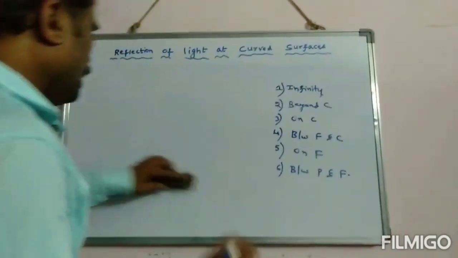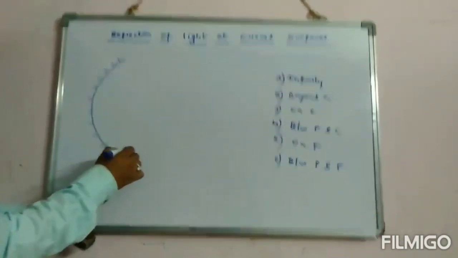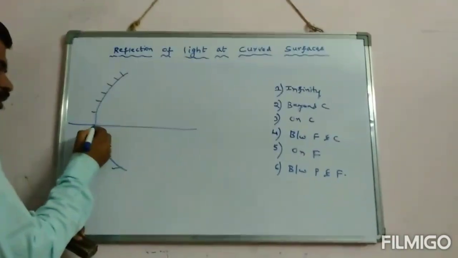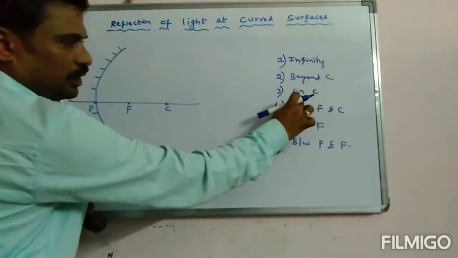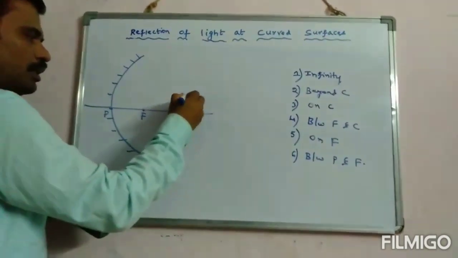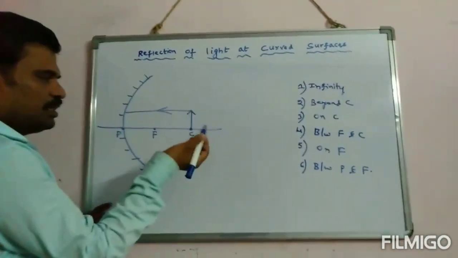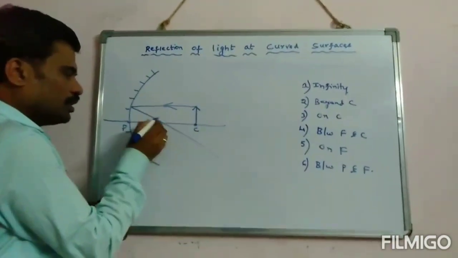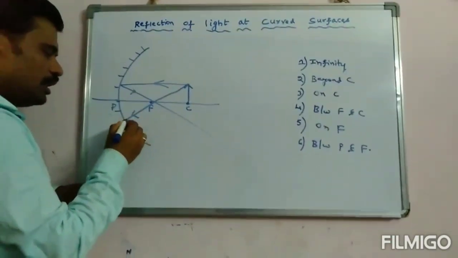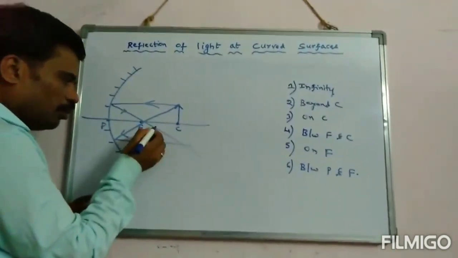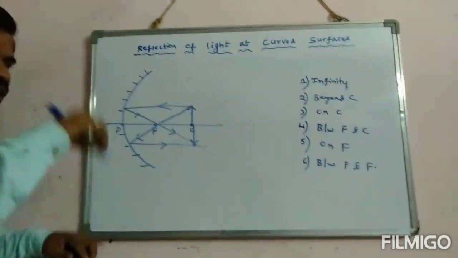Again, I am going to draw the concave mirror, the principal axis, pole, center of curvature, focus. Now where do we have to place the object? On C. Again, I will select two rays. One ray parallel to the principal axis, then it passes through the focus. Another ray passing through the focus, then it will become parallel to the principal axis. Where do both the reflected rays meet? At this point. So the image is formed on C.